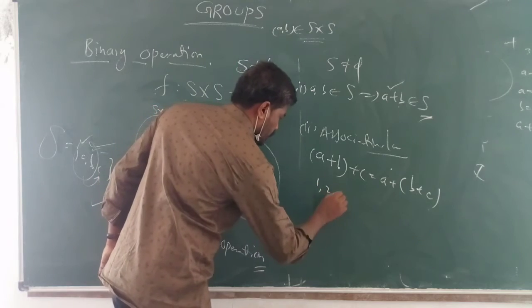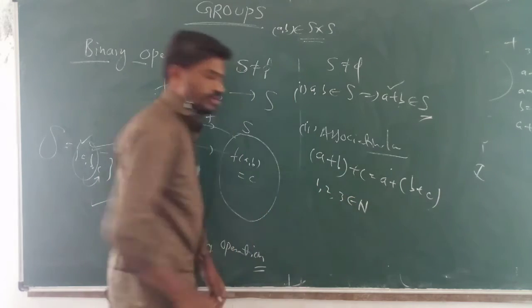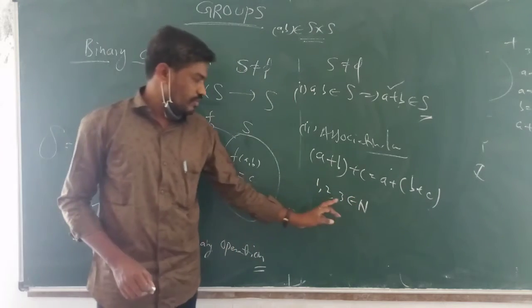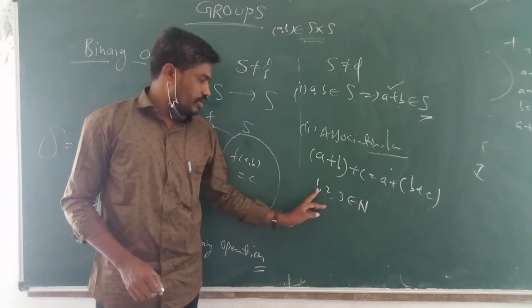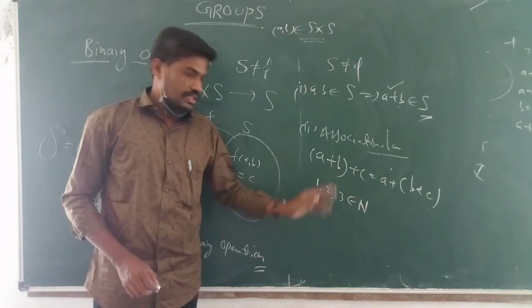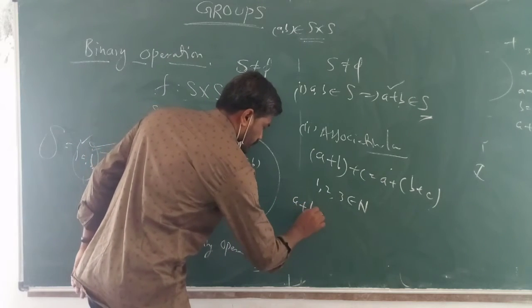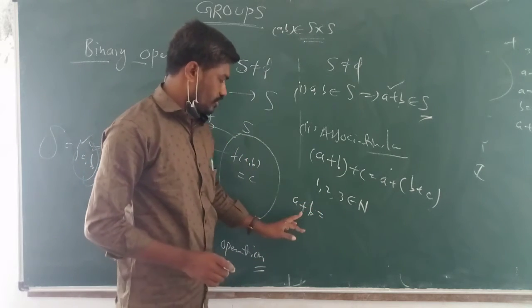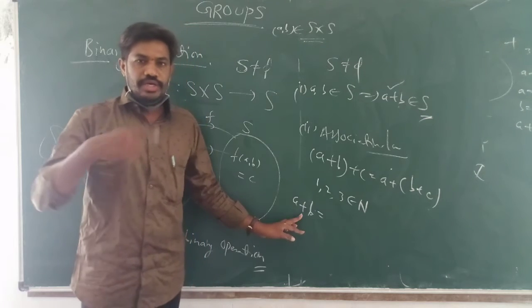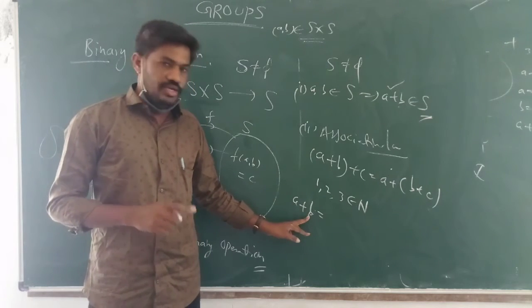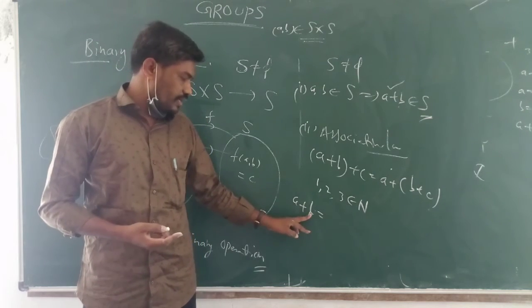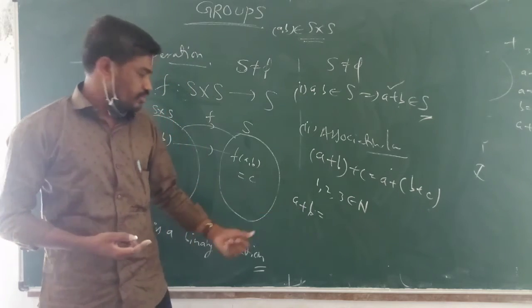So 1, 2, 3 must belong to N. 1, 2, 3 belong to N. a equals 1, b equals 2, c equals 3. First, closure property. What is closure property? a + b. So plus is a binary operation. You can take circle, a circle b, or you can take star binary operation, a star b. So this is the important binary operation.